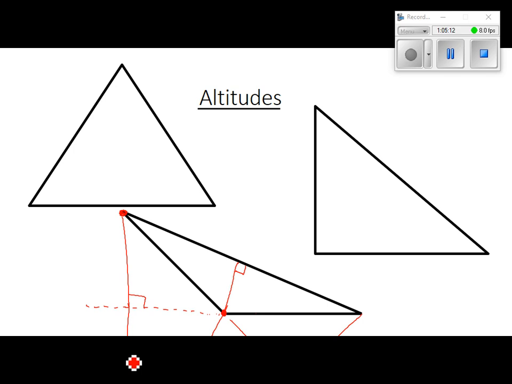Let's do the orthocenter on this one. We want it to go from here and form a right angle. This one's not too hard. Any equilateral triangle is not too difficult. Right angle.